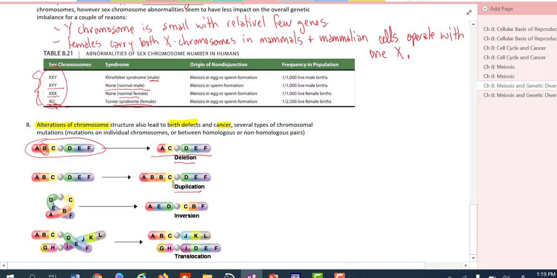Here in this case, you've got an extra copy of the B. So we call this a duplication, right? So if we want to put those in, piece of chromosome missing, right? We have piece of chromosome added, so additional here.